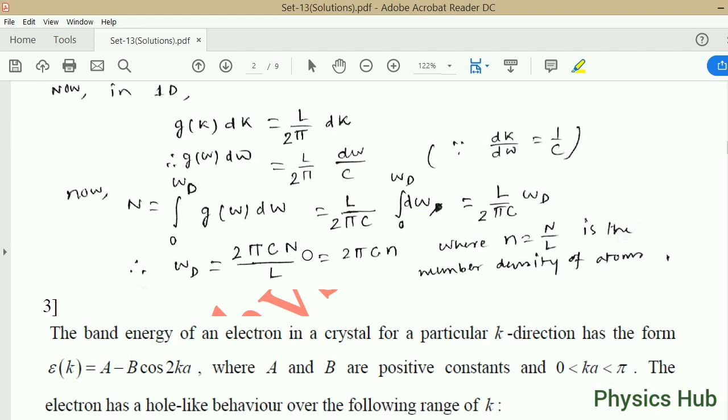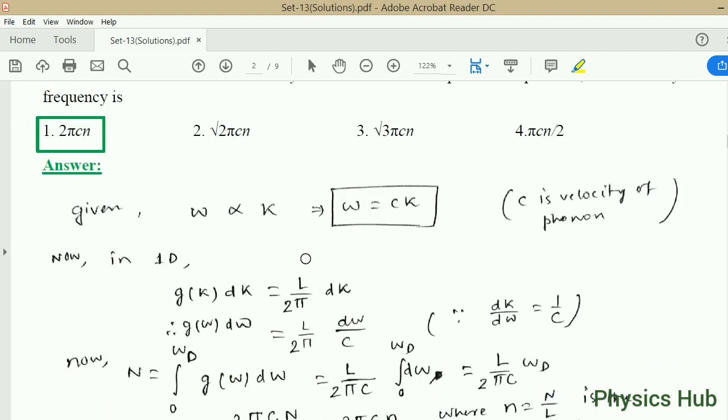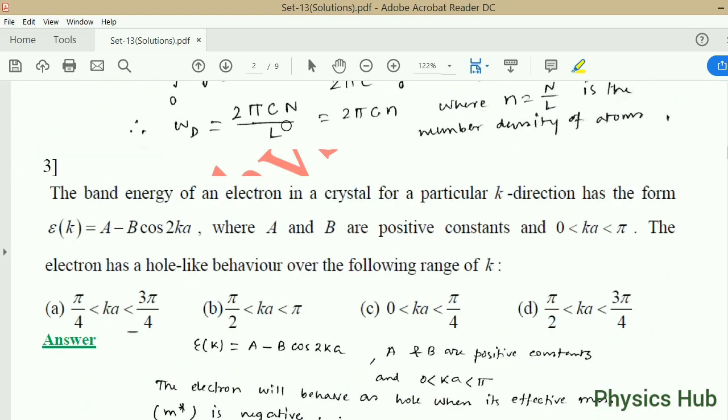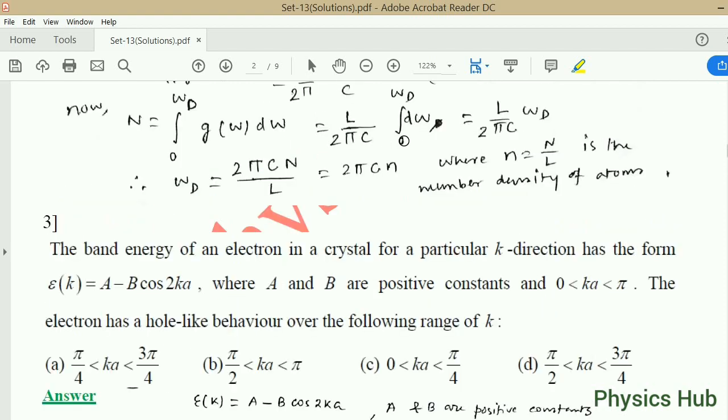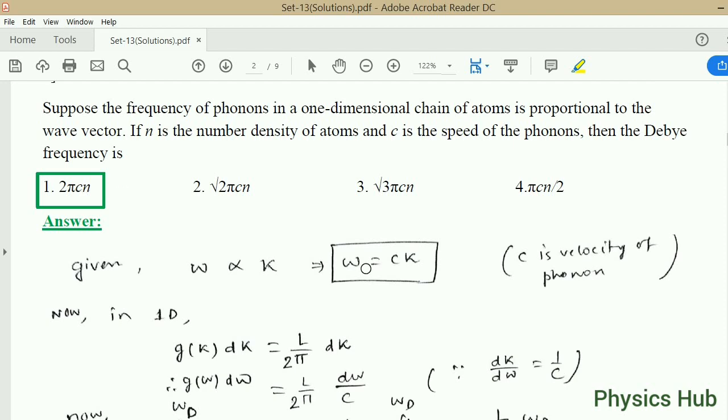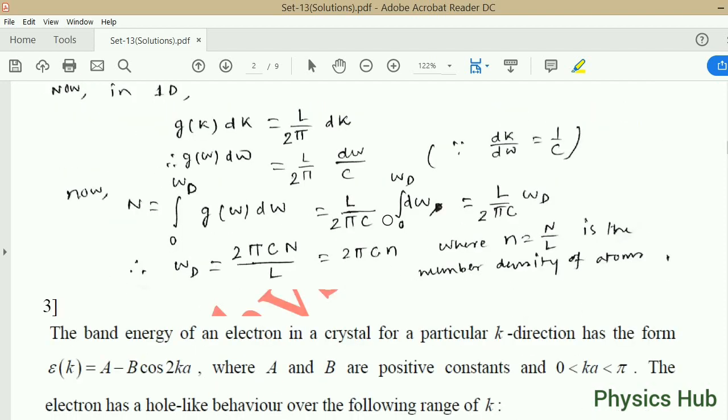N by L means the number of phonons, or rather the number density of atoms, so the number of atoms per unit length. So the number density gives 2 pi c n. So option 1 is the correct option. Questions number 1 and 2 are quite similar.